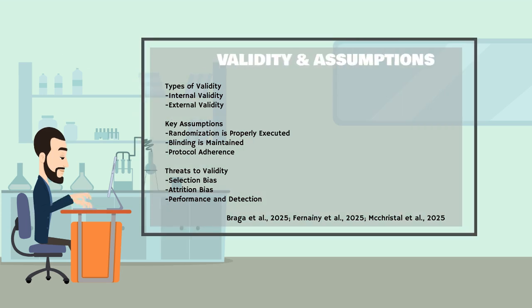In randomized controlled trials, validity is essential to ensure that the results we obtain truly reflect the effect of the intervention being studied. There are two main types of validity we focus on: internal and external validity.